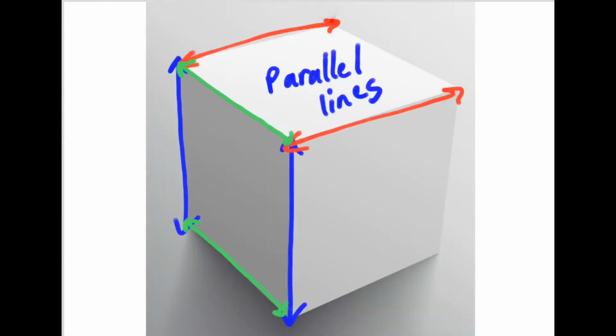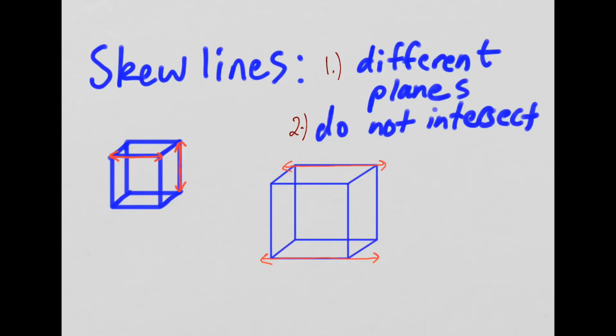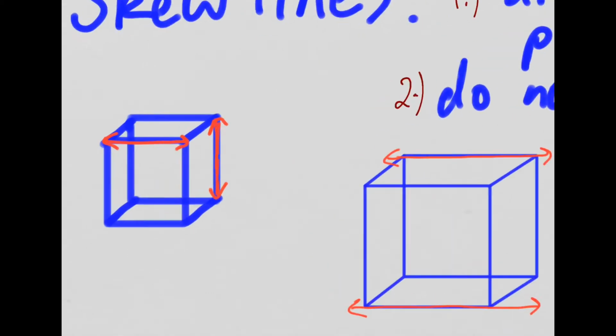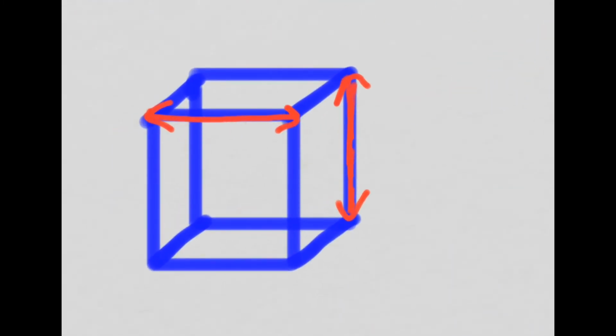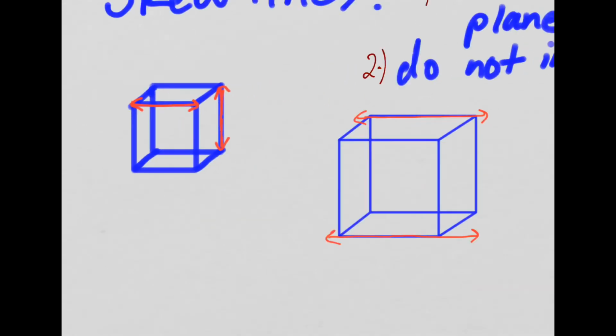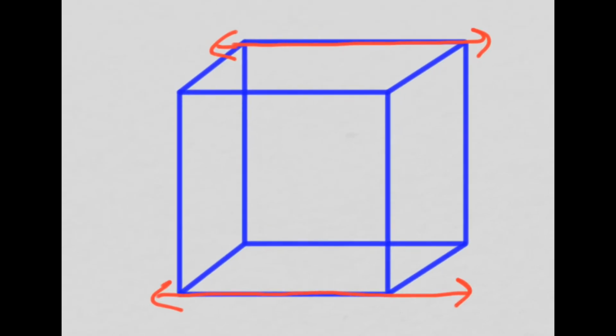On this cube, the red lines are parallel, the blue lines are parallel, and the green lines are parallel, among others. The second type of line, a skew line, has two rules also. They have to be on different planes, and they cannot intersect. So in an example like this, the red line here and the red line here, they're on different planes and they'll never cross each other. They are skew. But also, though these lines might look parallel at a glance, this line is on a different plane than this, and they will never intersect. So they are considered skew.